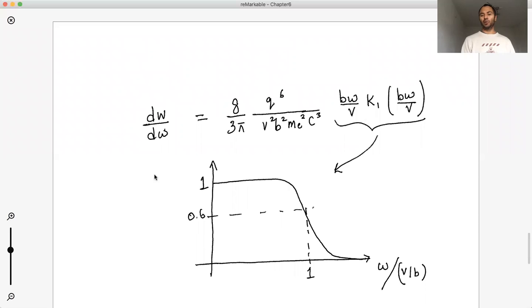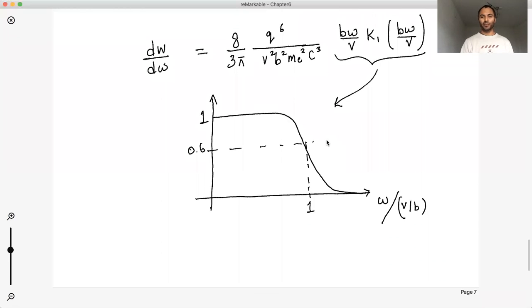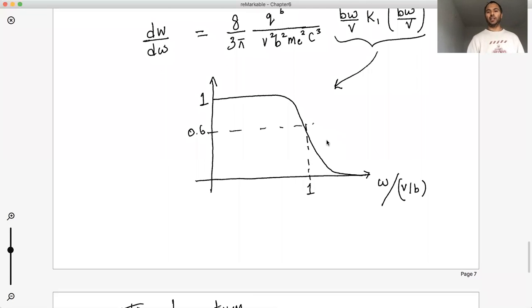I just want to put this out here because you might encounter expressions for Bremsstrahlung emissivity which have this Bessel function. I don't want you to get confused about where on earth this Bessel function came from. Okay, so that's how you basically evaluate the energy or the power emitted, or the spectrum of Bremsstrahlung.